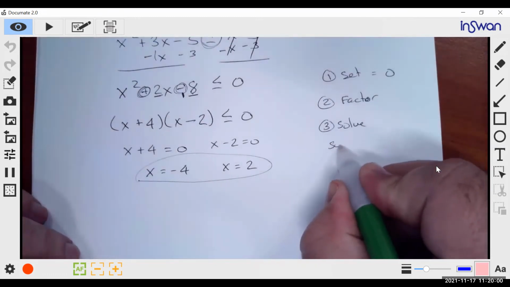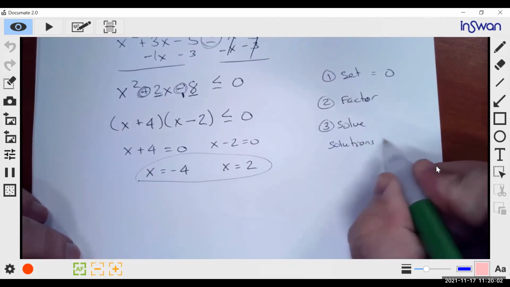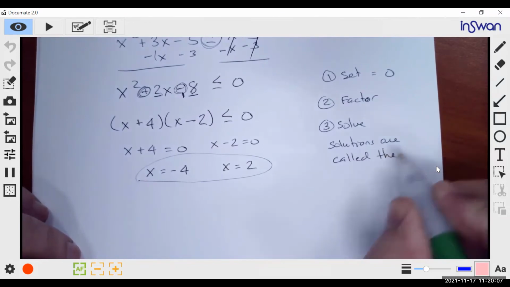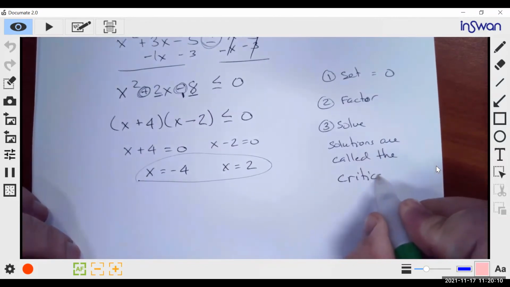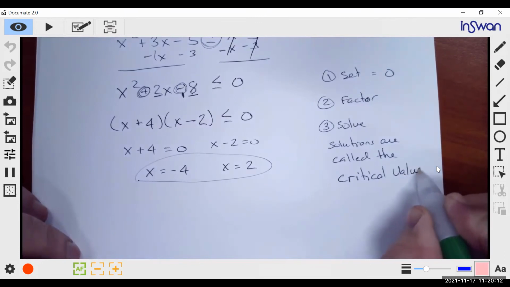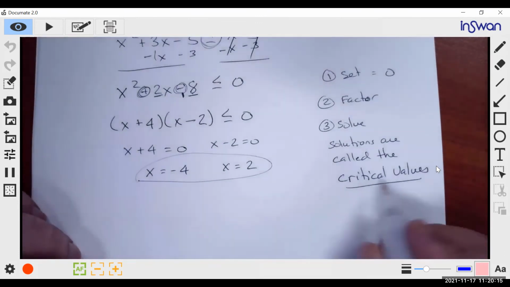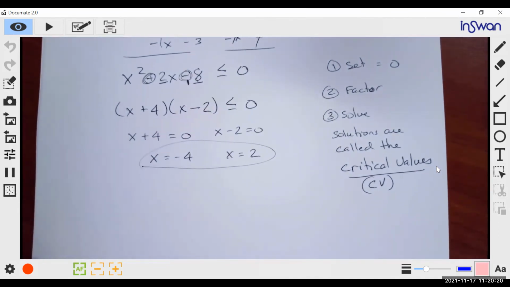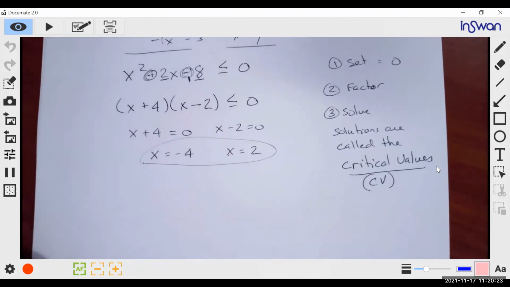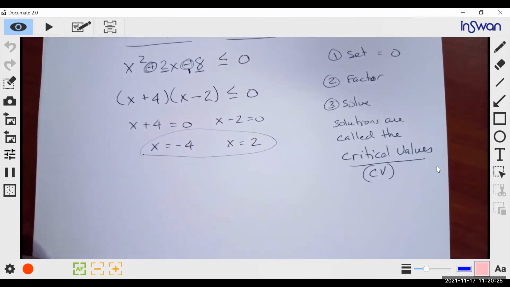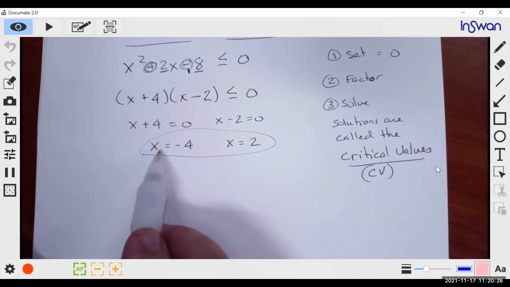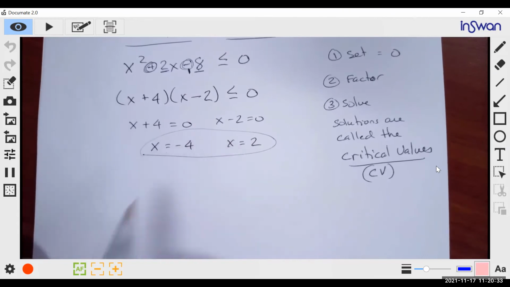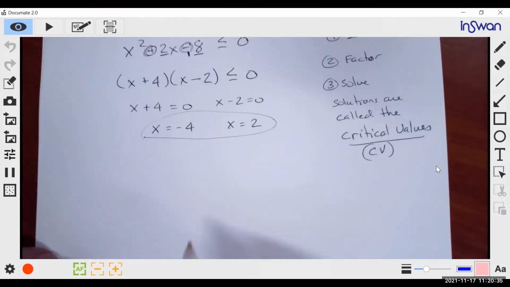The solutions are called the critical values, or the CV. The reason they're called the critical values is because what's another name for them here? When we do this, what do these represent to us? Yeah, they're the zeros, they're the X-intercepts.